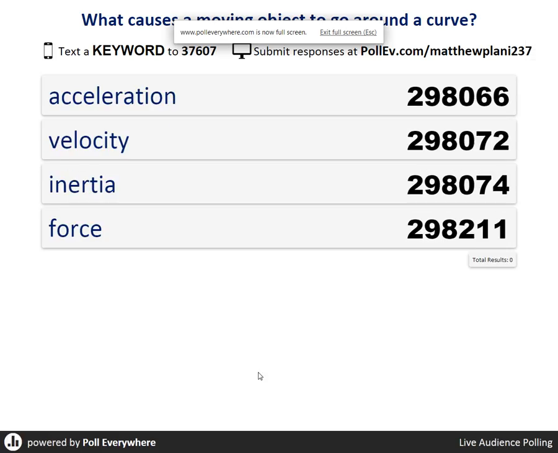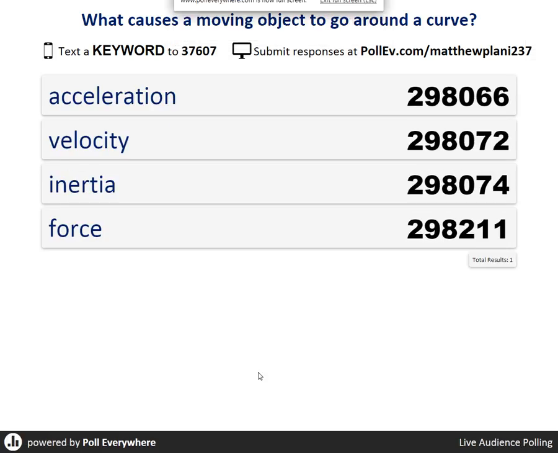So, what causes a moving object to go around a curve? You guys are slow.